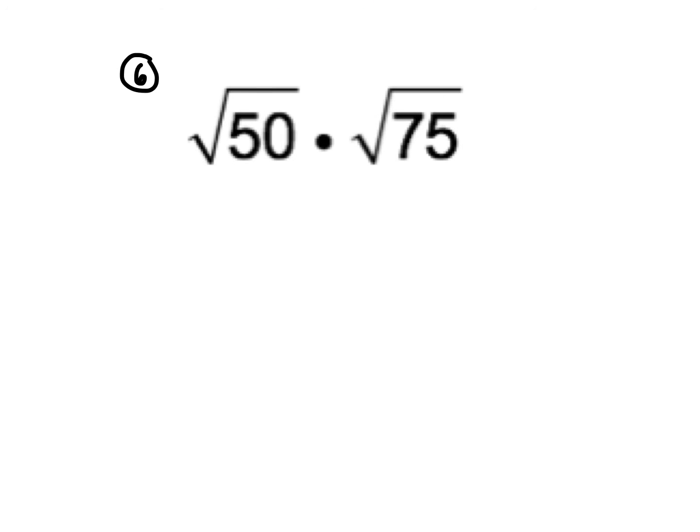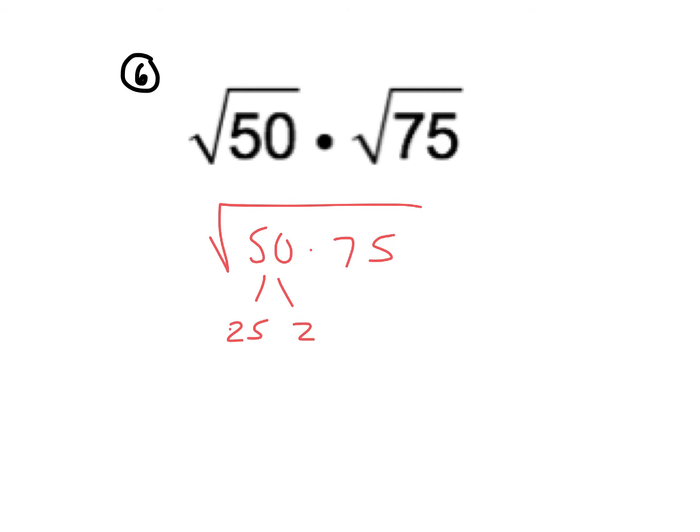Number 6. Can we multiply these together? Yep. So you have the square root of 50 times 75. What are factors of 50? 25 and 2. And factors of 75? 25 and 3. What are factors of 25? So we're breaking it down to 5, 5, 2, 5, 5, and 3.